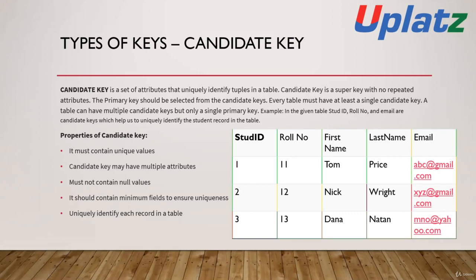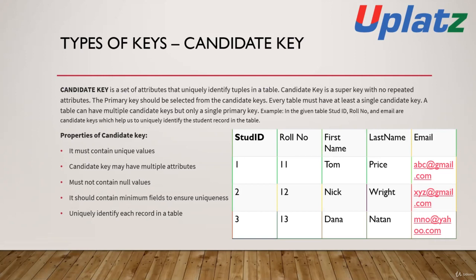It must contain unique values. Candidate keys may have multiple attributes, just the way we have in our example. We have 3 attributes: student ID, roll number, and email as a single candidate key. It must not contain null values. Whenever we are talking about any keys, it should not contain null values unless it is a unique key, wherein only one null value constraint is allowed.